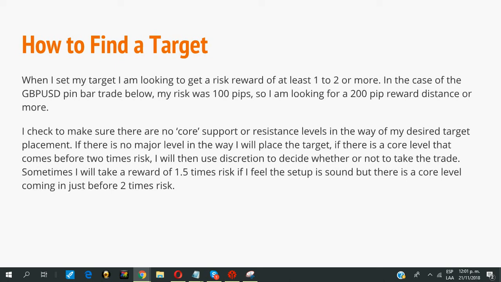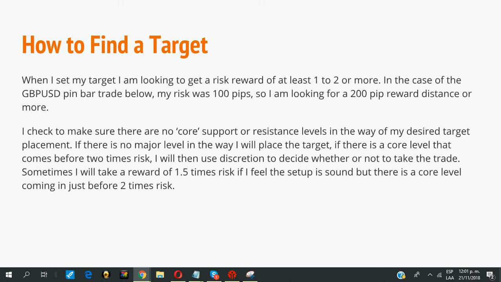I check to make sure there are no core support or resistance levels in the way of my desired target placement. If there is no major level in the way, I will place the target. If there is a core level that comes before 2 times risk, I will then use discretion to decide whether or not to take the trade.